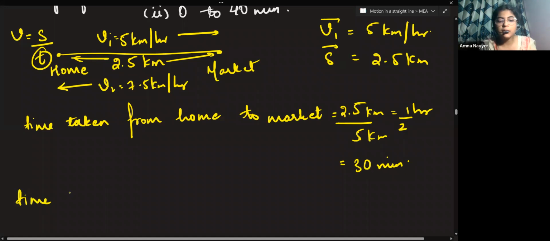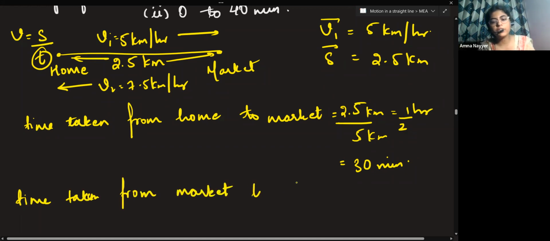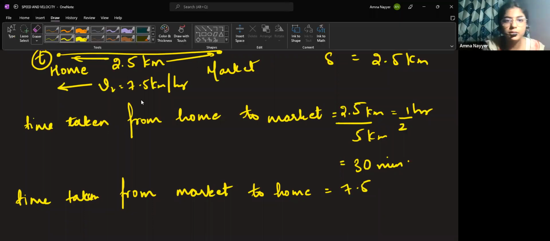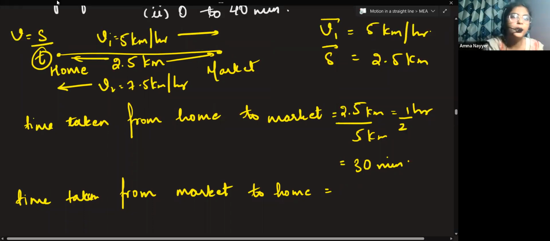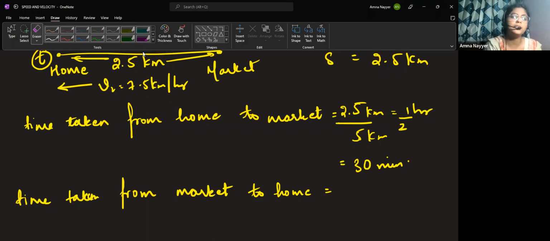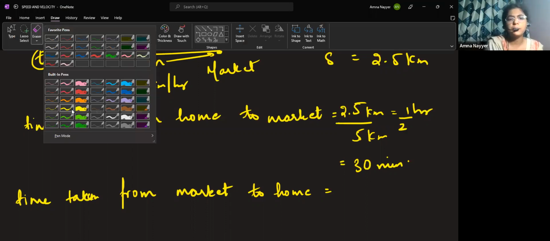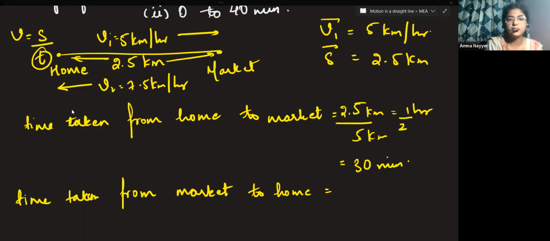Similarly, the time taken from market to home. Obviously, the speed is faster, so the time will be smaller. Speed in the second part is 7.5. Distance will come first: 2.5 divided by 7.5. So that becomes what? 20 minutes. Yes.